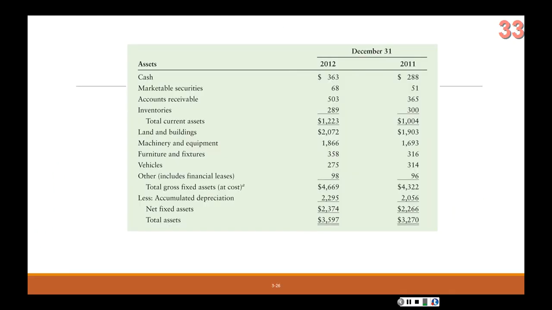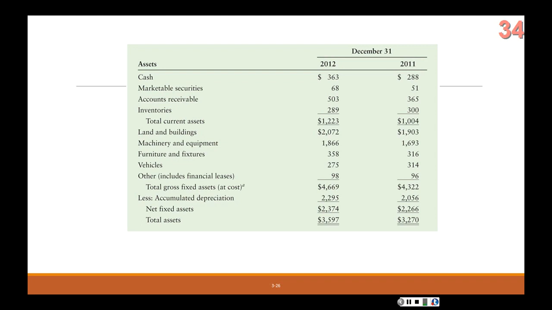So here's a picture of a balance sheet. So on the asset side, that's what we're looking at. Cash, obviously everyone knows what that is, but marketable securities are very liquid, short-term investments. These are usually things like T-bills or CDs. Accounts receivable is money owed to the firm by customers on credit sales. Inventories include raw materials, work in process, and finished goods.